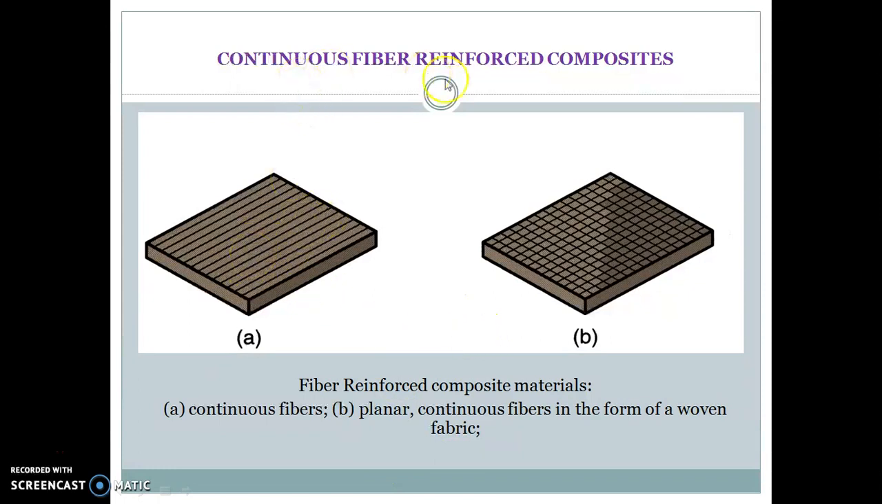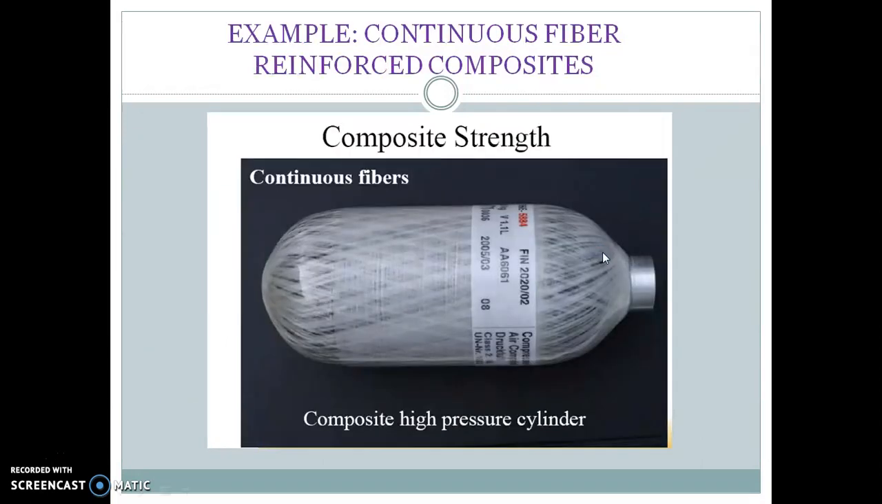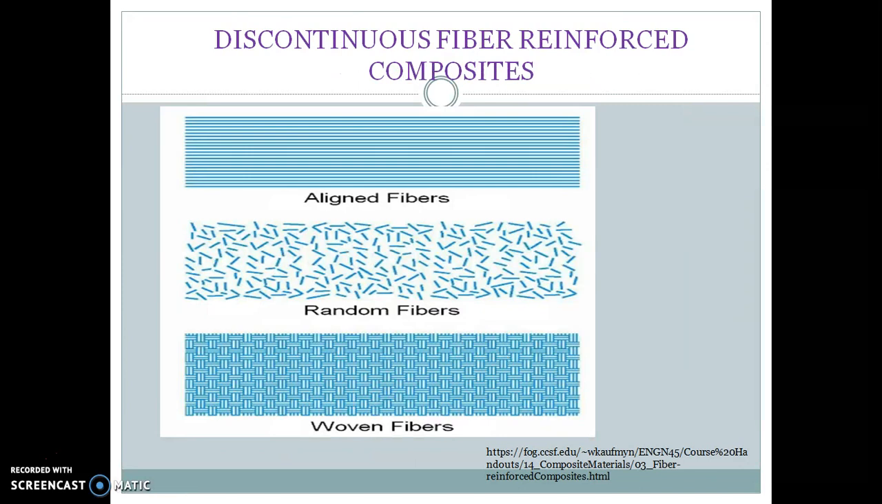In continuous fiber reinforced composites, this is a fiber having continuous fibers, and this is planar continuous fibers in which a woven fabric is prepared. This is one of the best examples of continuous fiber reinforced composites. This is having the composite strength of continuous fibers. This is a pressure cylinder.